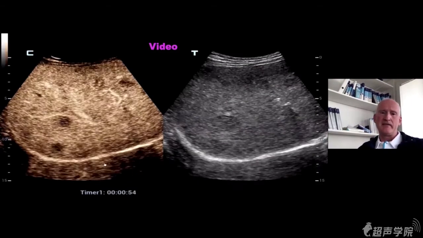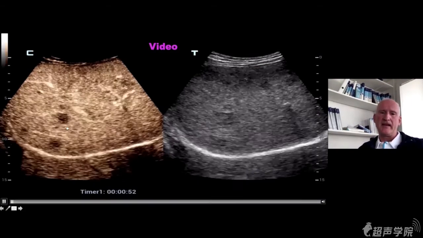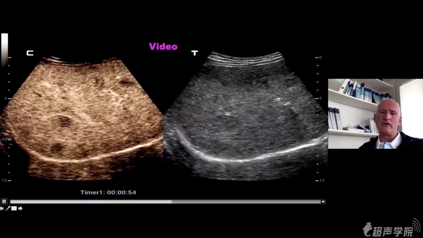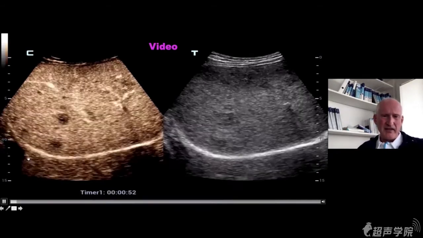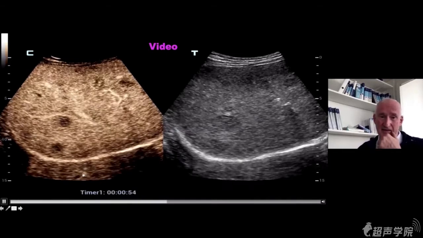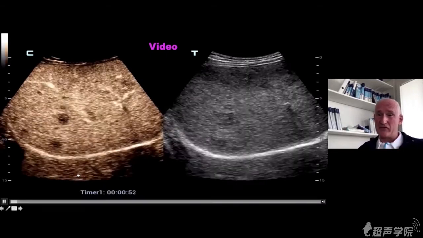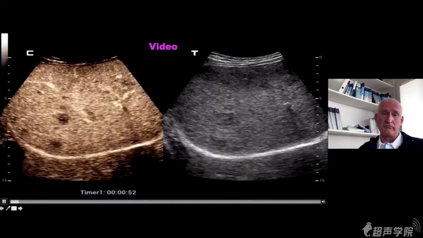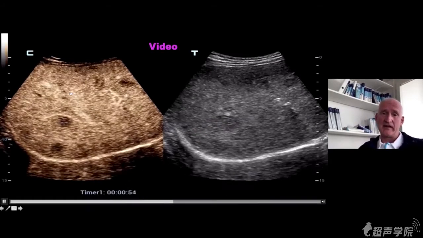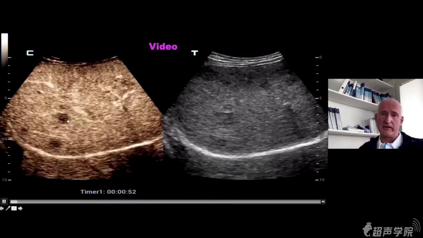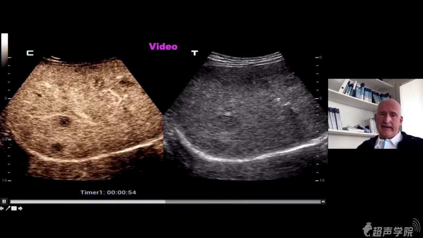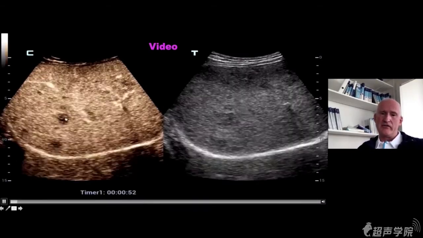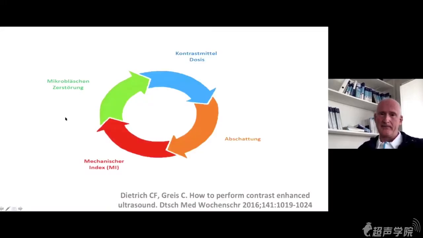This is quite a nice video with enhancement throughout the image. 15 centimeters, including the artifacts down here. That's a good penetration, good sensitivity. Homogeneous enhancement during the entire image, and we can nicely depict the sad diagnosis of metastasis over here.